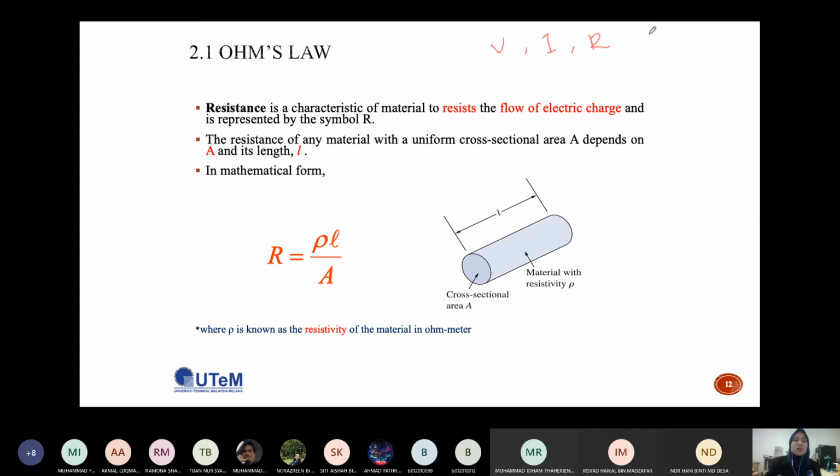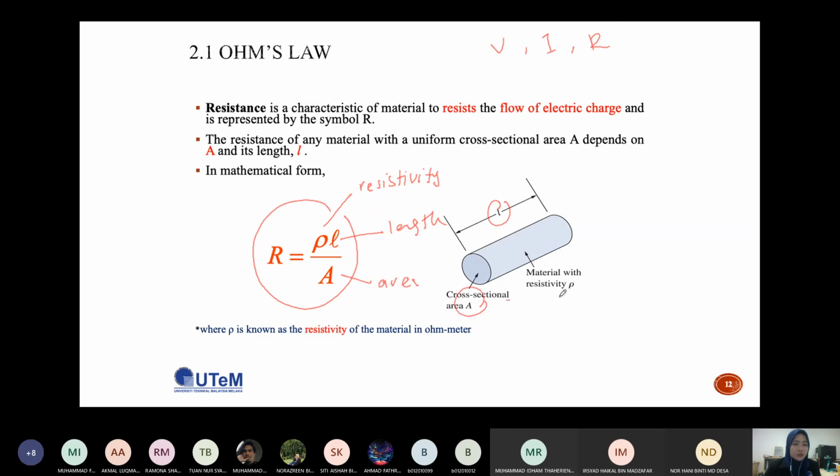The resistance of any material with a uniform cross-sectional area depends on the area A and its length L. This is the formula for resistance: R equals rho L divided by A. Rho is the symbol for resistivity. L is the length, and A is the area. So this is the length, and this is the cross-sectional area.